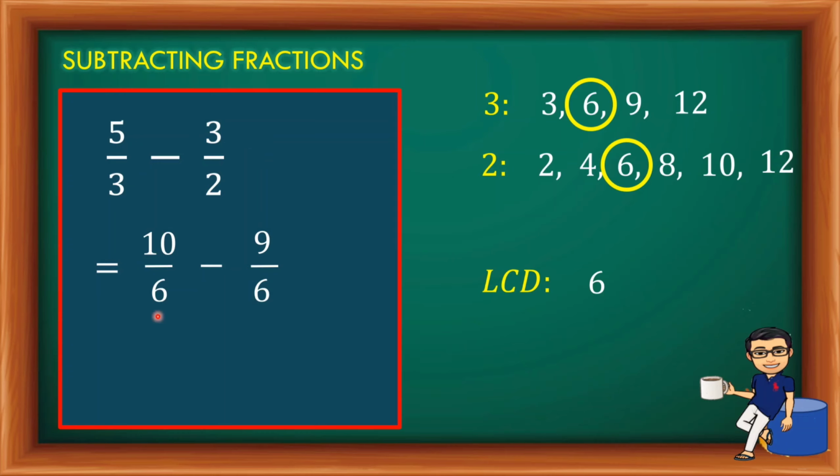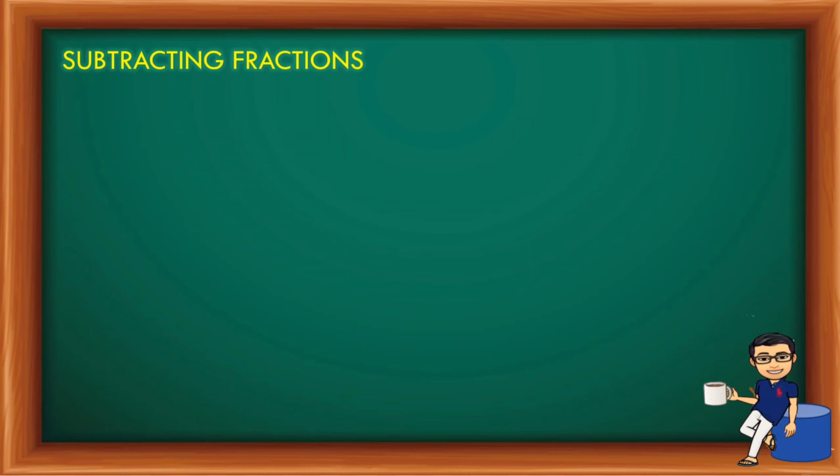We will notice na sila ay same denominators na. So, pwede na nating i-subtract ang numerators. 10 minus 9 will be equal to 1 over, copy the same denominator, 6. Therefore, 5 over 3 minus 3 over 2 is 1 over 6. Okay, so let's proceed with another way to determine the answer.